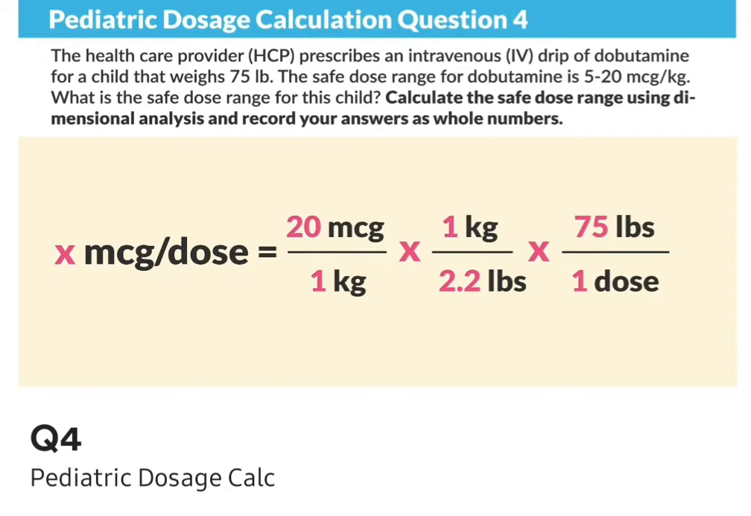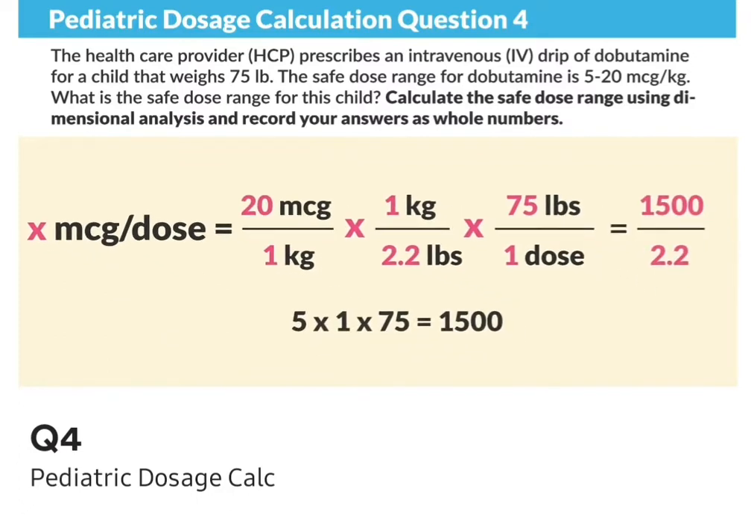So we have X micrograms per dose. Instead of using 5, we're using 20 micrograms on top, and then 1 kilogram over 2.2 pounds. And the client weighs 75 pounds over 1 dose. Now we're simply multiplying across and on the bottom.